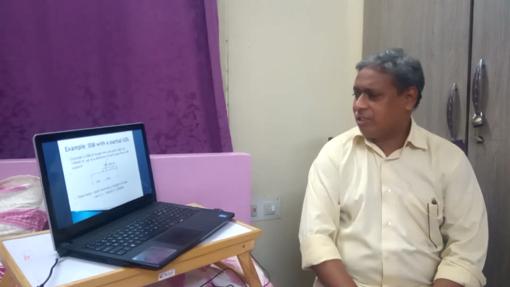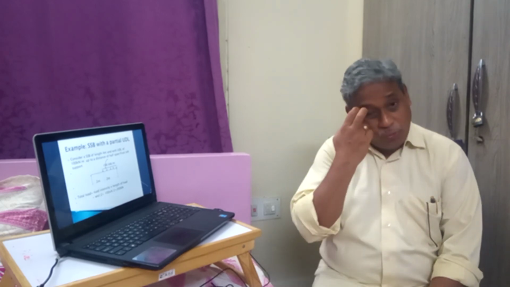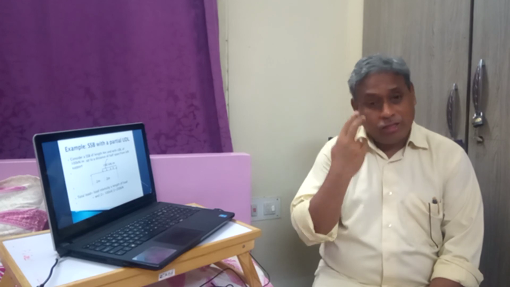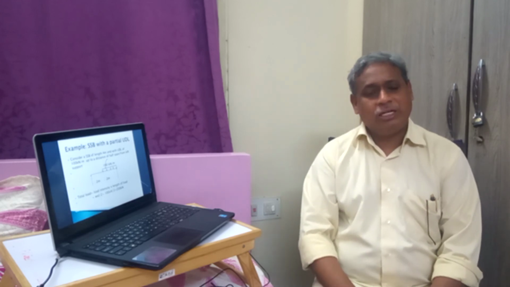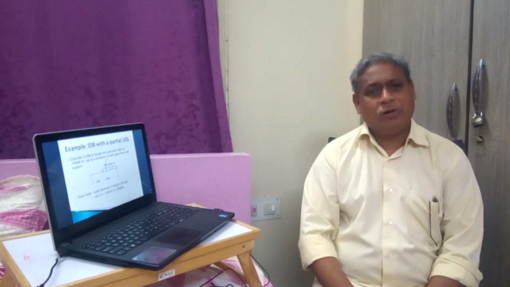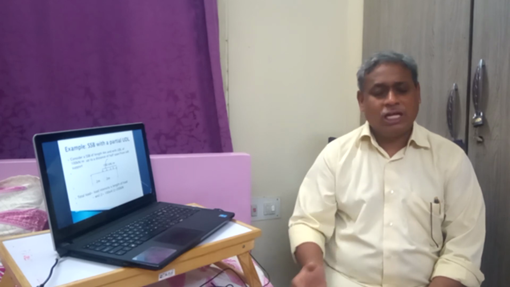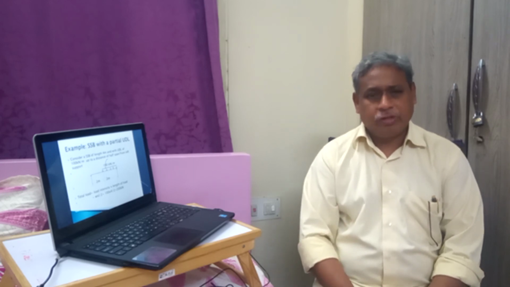Here we will take a numerical example. The load is 100 kilonewtons spread over only 2 meters length. The entire length of the beam is 4 meters. The load is applied on only one half, that is the right half of the beam.